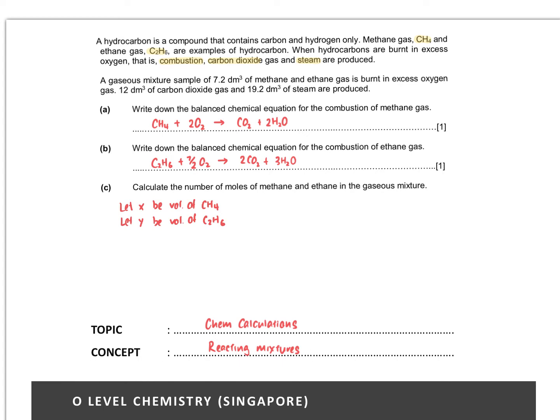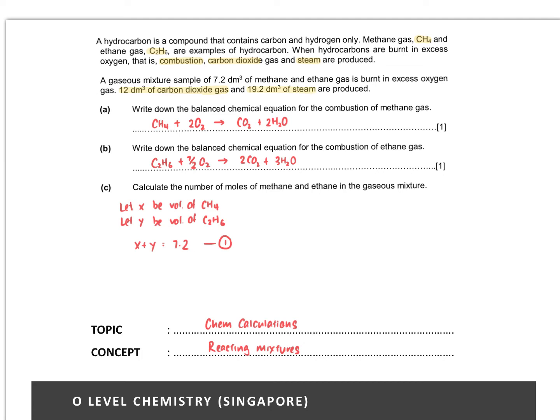Once you have done so, the next step is to set up a pair of simultaneous equations using X and Y. What do I mean by that? We are given that the total volume of mixture is 7.2 dm cubed. So essentially X plus Y equals 7.2. So we have one equation of the simultaneous equations already. Now let's look at what else is given in the question. We are also given the volume of carbon dioxide gas, and the volume of steam that is produced in the reaction.